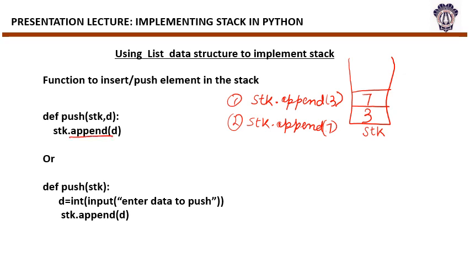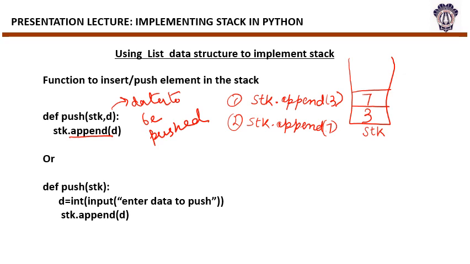So I've written a function push, def push, you already aware, stack and D. Stack is a parameter. D is what? Data to be pushed. D is data to be pushed. And what is the statement of this function? STK is your stack list dot append D. This D gets added to the list STK.